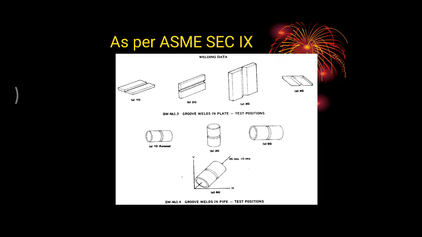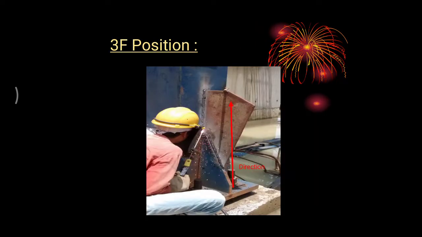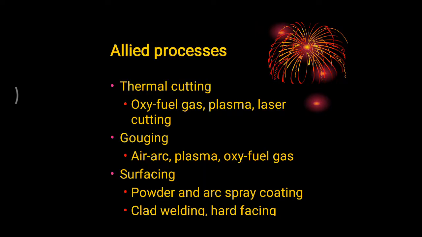Okay, so next we will see the position. The first round is complete, it is the second round, it's a 3F position. The welding direction will be like that, this way and that way. Now it's time for the allied processes. The thermal cutting. We have already read about oxyacetylene gas cutting or welding.